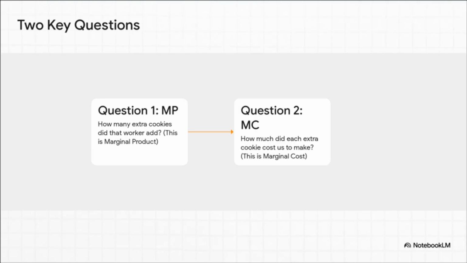So every single time we think about hiring a new person for our shop, we've got to ask these two super simple questions. First, how many more cookies did this new hire actually help us make? That's our marginal product, or MP. And second, what did it cost us to make each of those extra cookies? That's our marginal cost, or MC.